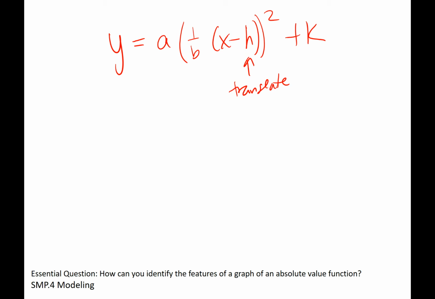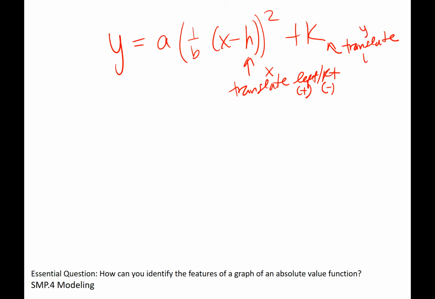So that does a translate. Remember, you change your sign, so it could translate left or right. If it's negative in here, it goes to the right, which is intuitive. So it's actually the negative goes to the right, the positive goes to the left. The k does a translate, and that affects your y value. This one affects x, this one affects y.